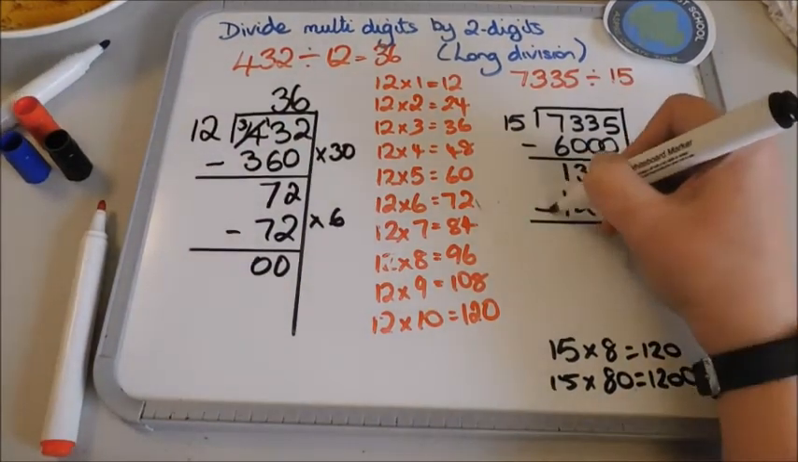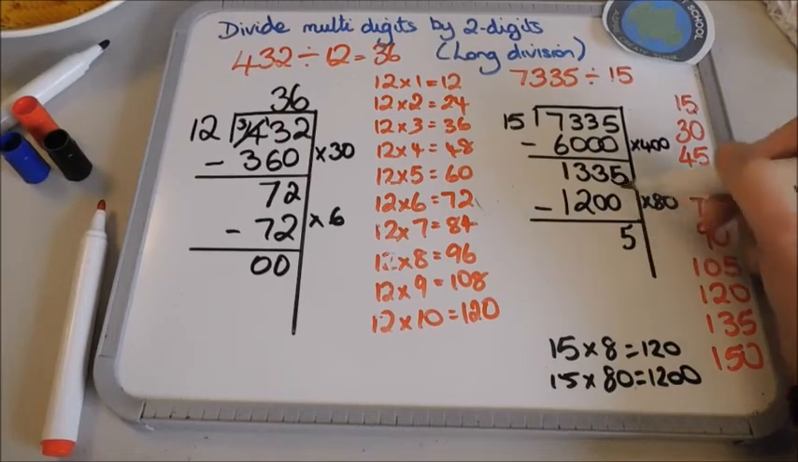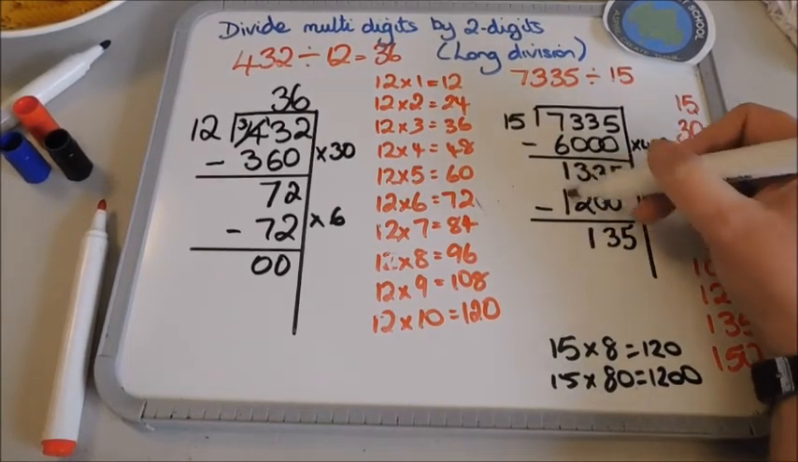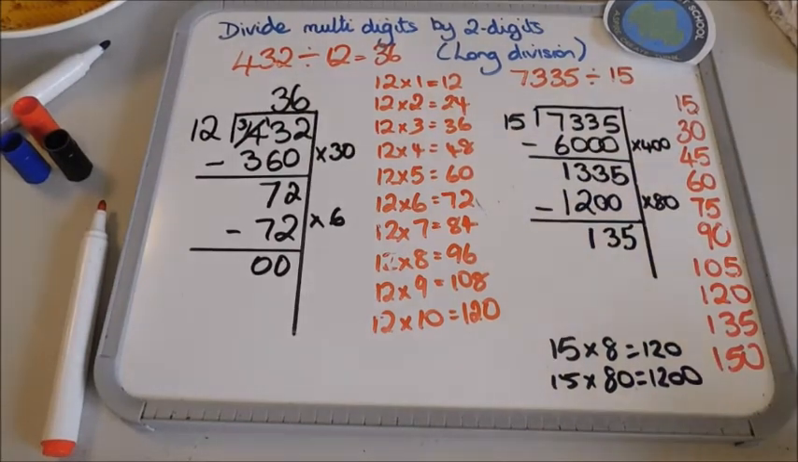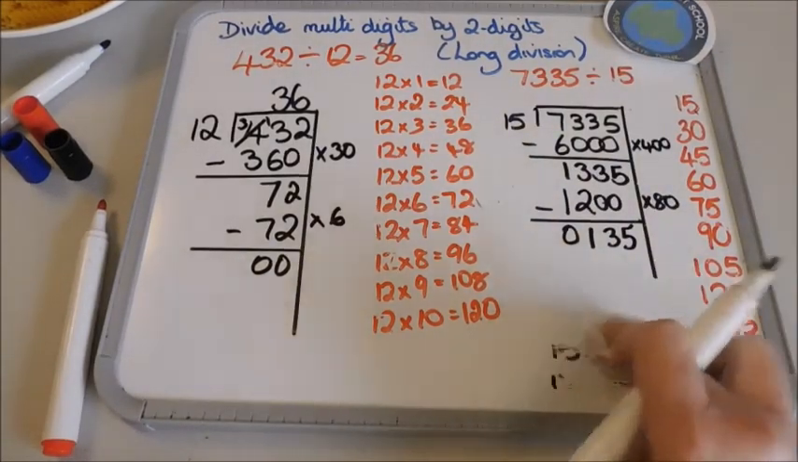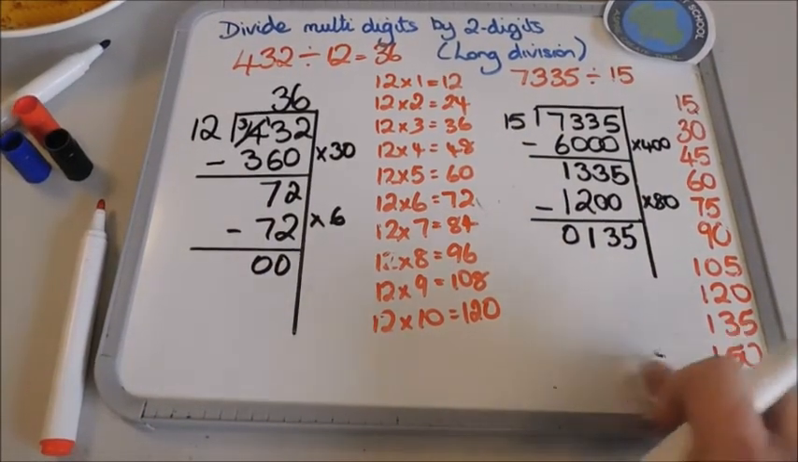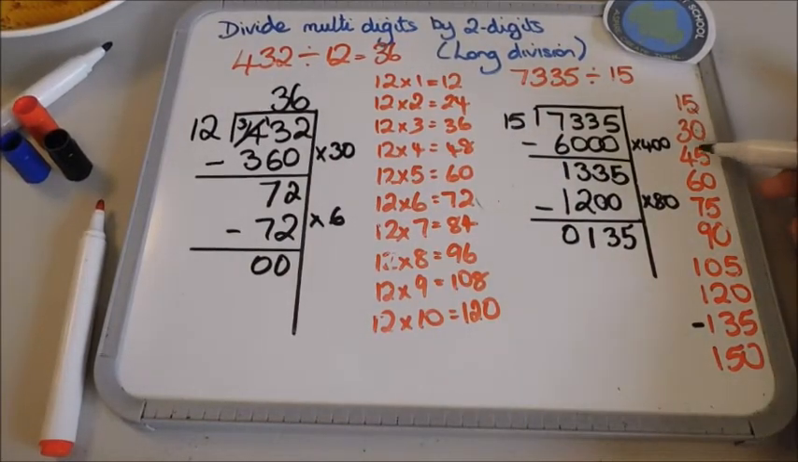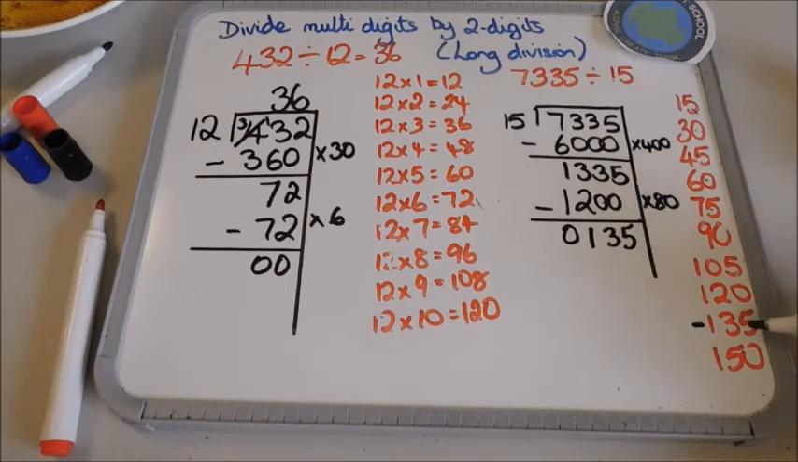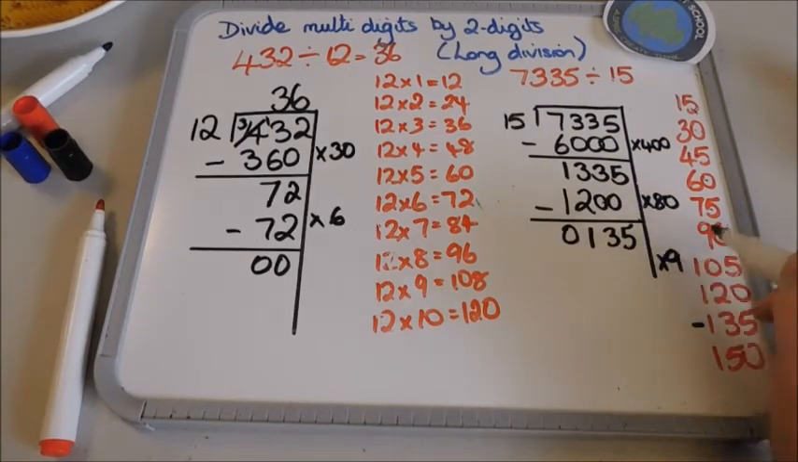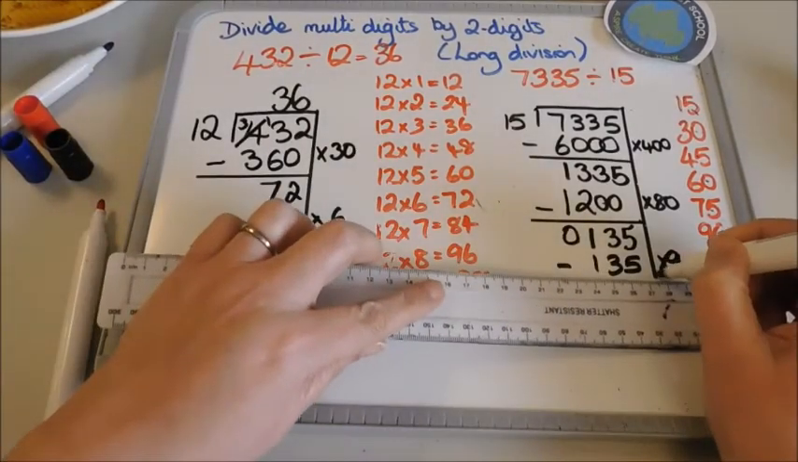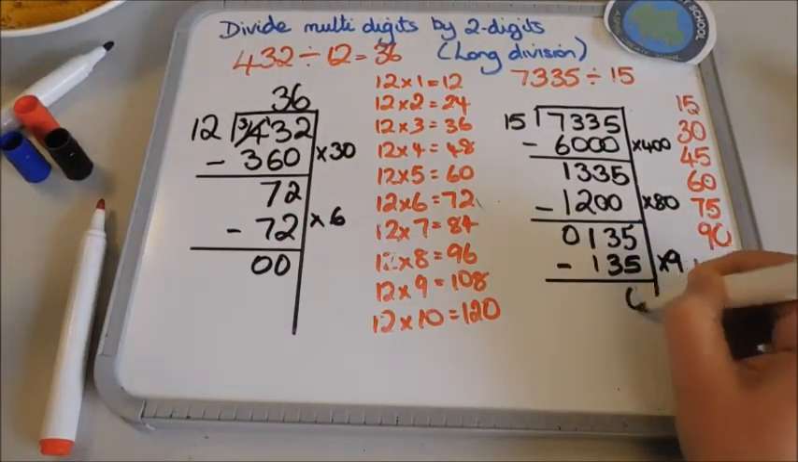And we're going to deduct again. 5 take away nothing is 5, 3 take away nothing is 3, 3 take away 2 is 1, and then 1 take away 1 is nothing. So I don't need to put anything there. I can put a placeholder if I want to. Now I've got 135 left. And if we look, 135 is a multiple of 15. 1, 2, 3, 4, 5, 6, 7, 8, 9 times. So if I deduct that 135, that will leave me with nothing.